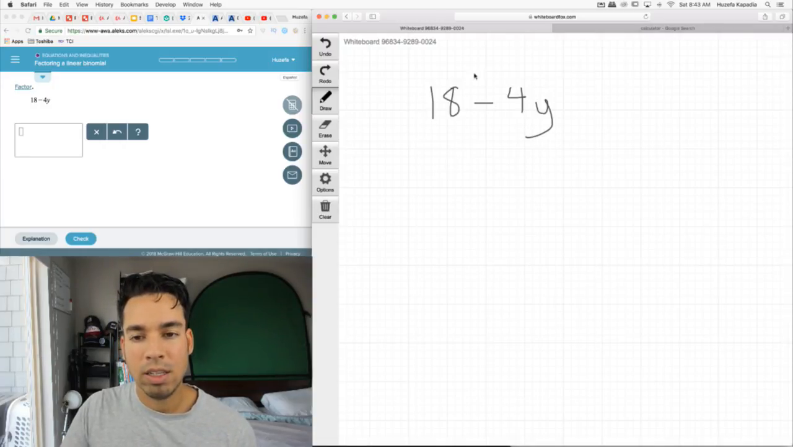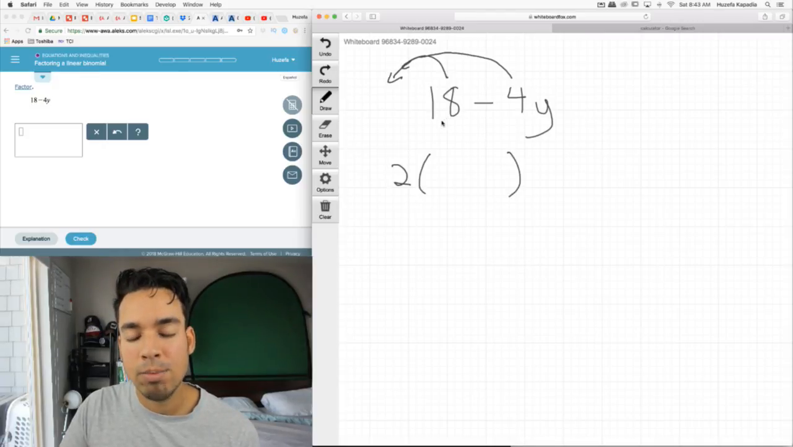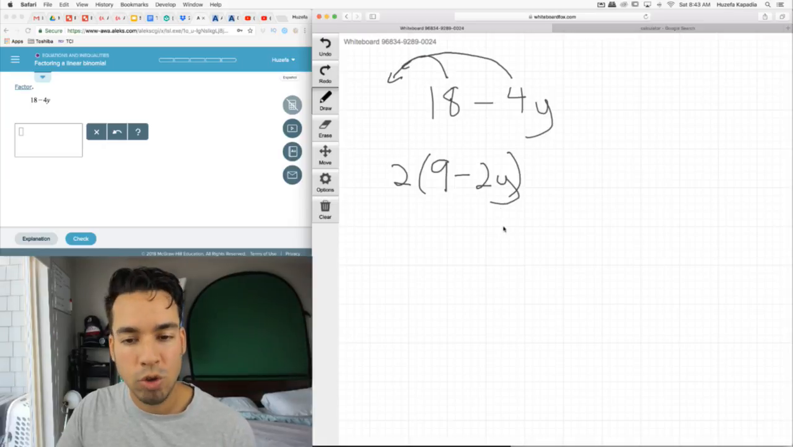So what I can do is extract the 2 out of each of them and put it out front. So I'm going to pull the 2 out. It's kind of like dividing both of them simultaneously by 2. If I divide 18 by 2, I have 9 left. If I divide 4 by 2, I have 2 left. Or in this case, 4y, I have 2y.